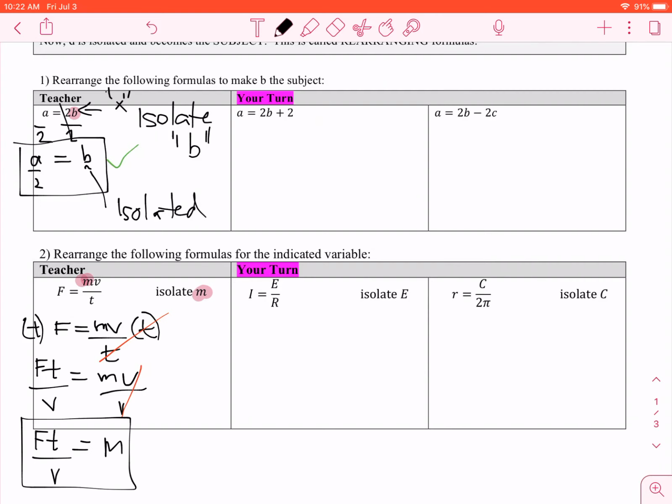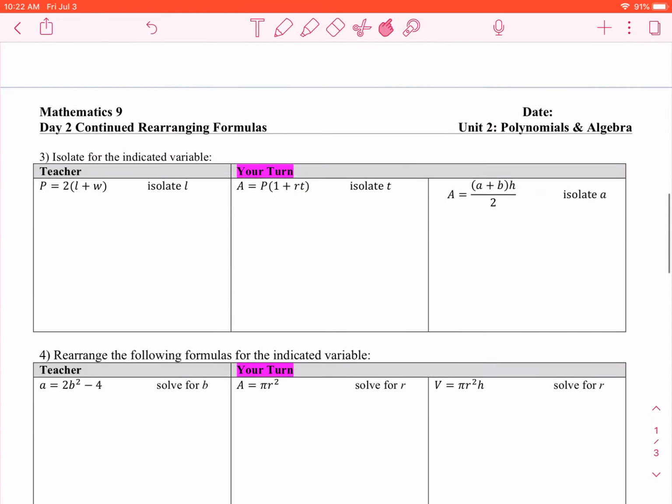Okay, so in our first step, to undo division, we multiplied. Okay, and then in this step, to undo multiplication, we divided. Okay, we didn't need to apply any subtraction or addition because none was presented to us.